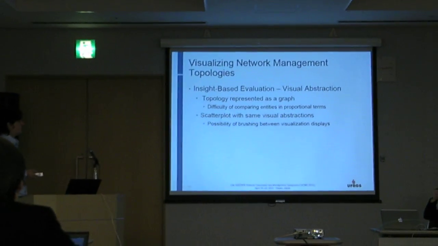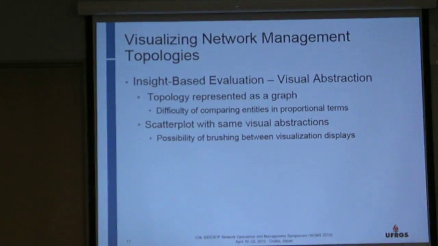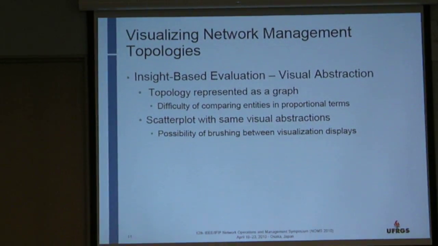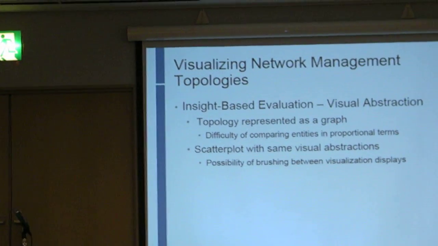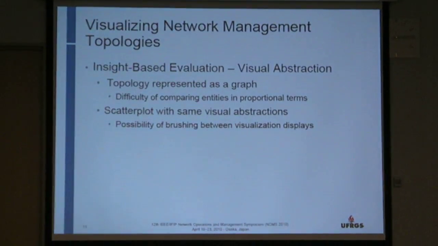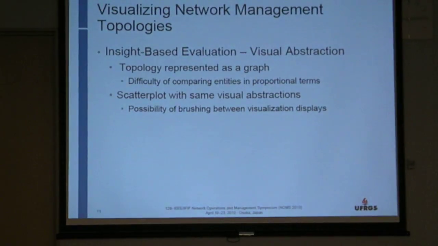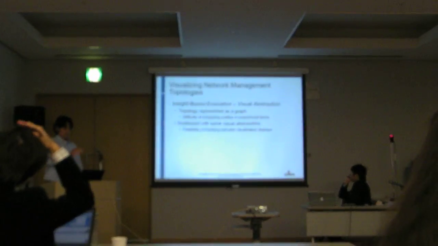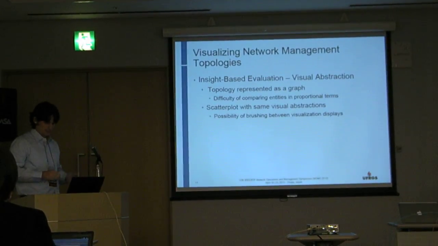To end this visualization, the visual abstraction that we used was the following. The topology was represented as a graph, but we had this difficulty of comparing entities in proportional terms, so there was a need to implement another technique, which was the scatter plot, where we used the same visual abstractions of the graph, like the same circles and the same colors, which provides a better identification. And as you see, there is the possibility of pushing between these visualization displays, which leads to a better identification of the entities across the visualization displays.